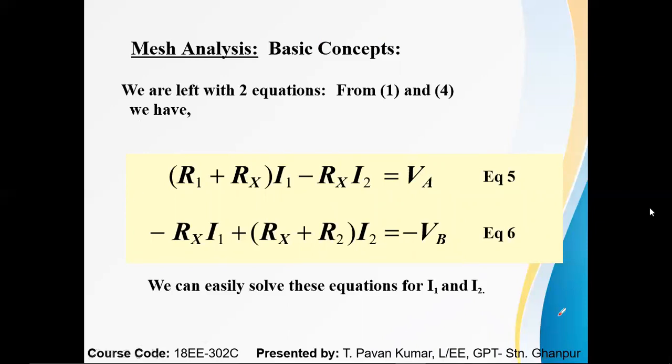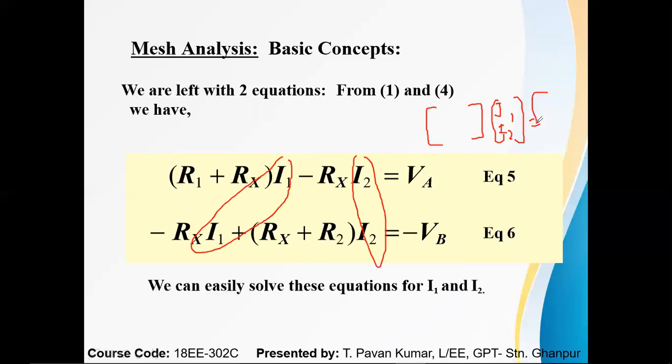Here he wrote those equations. You can easily solve these equations for I1 and I2, right? Here he wrote in this mode. We took I1 terms here, I2 terms here. So he wrote it in matrix form. If we add, this is I1 and I2, is equal to, you can get VA and VB. Like this, he wrote these equations.